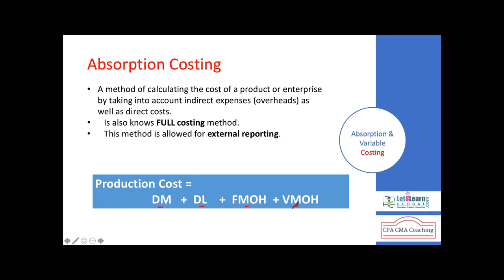Fixed manufacturing overhead is like factory rent, depreciation, the license fee, some wages which are paid on a monthly basis to the people who are working in supporting departments. Variable, like hourly wages for overtime, then repairs, utilities, etc. So in an absorption costing method, we consider the entire amount: direct material, direct labor, fixed manufacturing overhead, and variable manufacturing overhead to find the production cost.